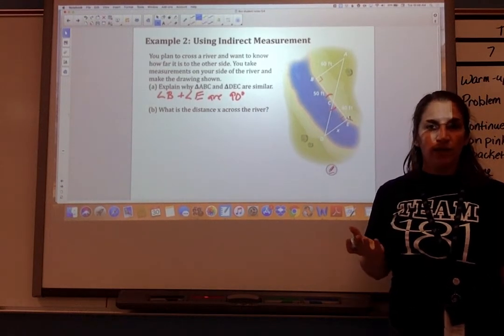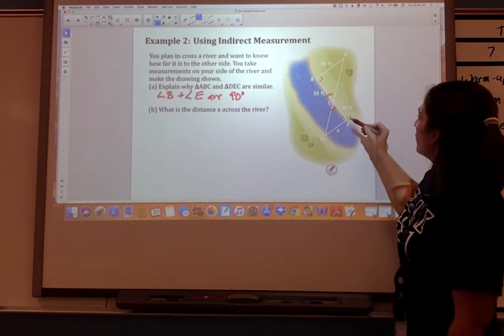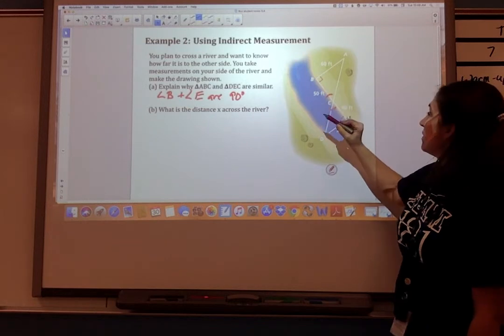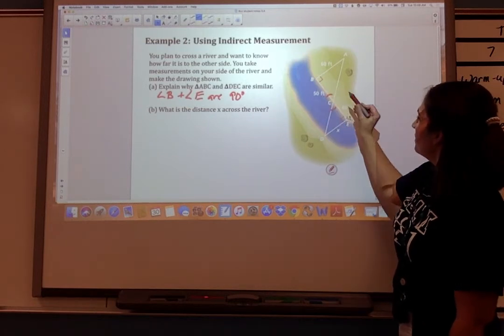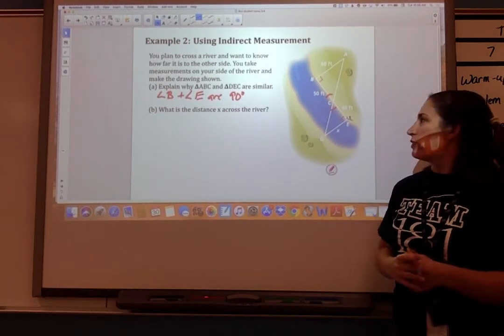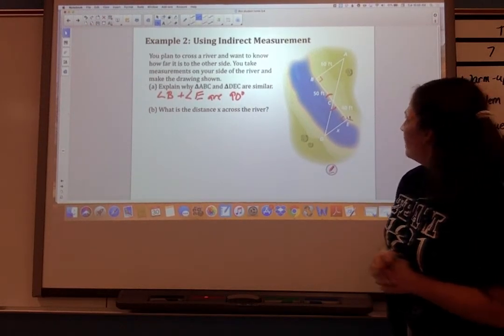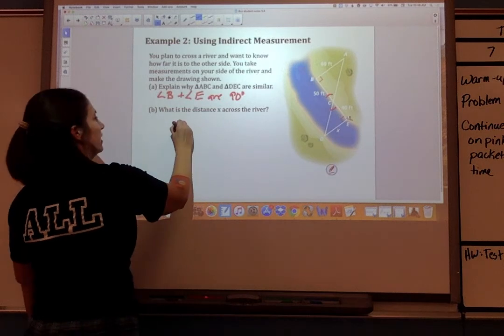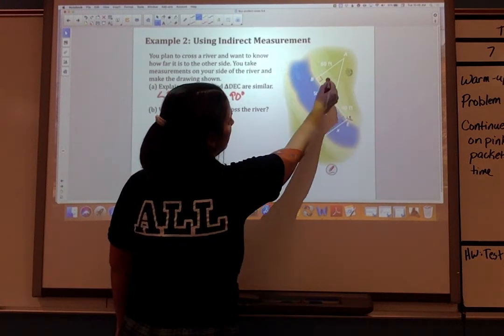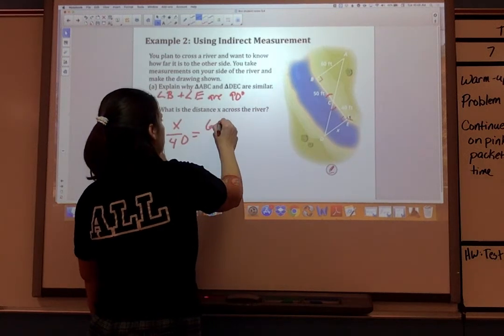So there's a couple ways we could set up our proportion. We could say X over 40 equals 60 over 50. We could do 40 over 50 equals X over 60. And then there's a couple other ways to do it too with reversing. But let's go ahead and do X over 40 equals 60 over 50.